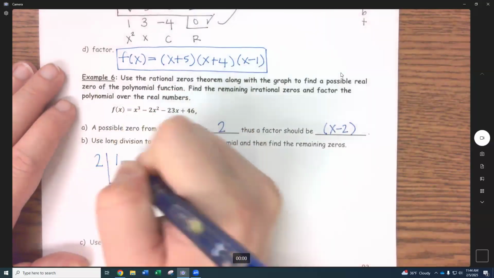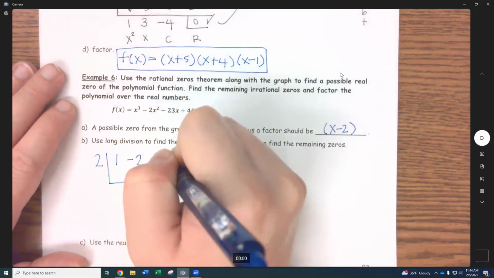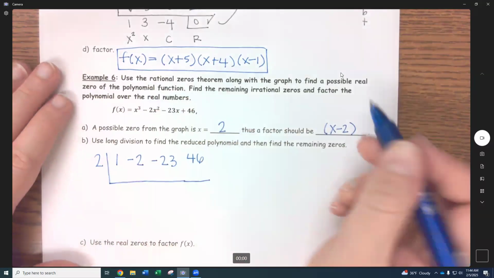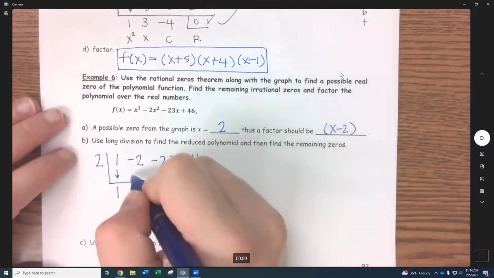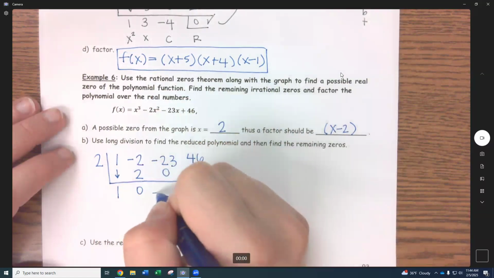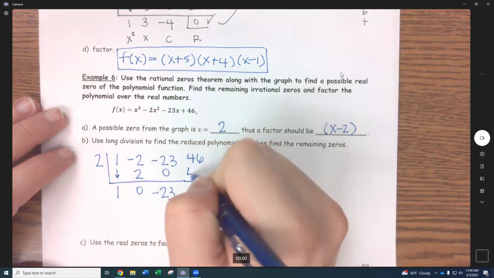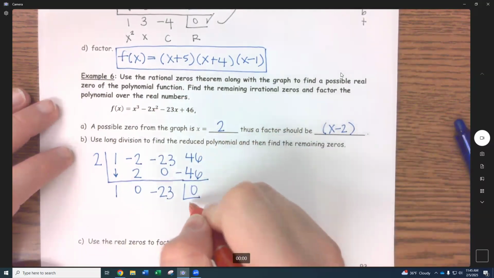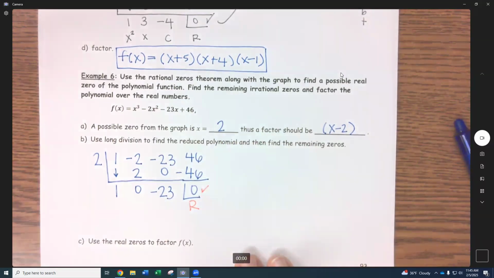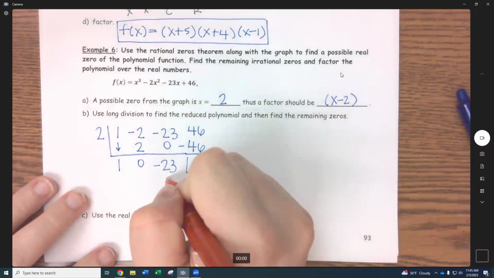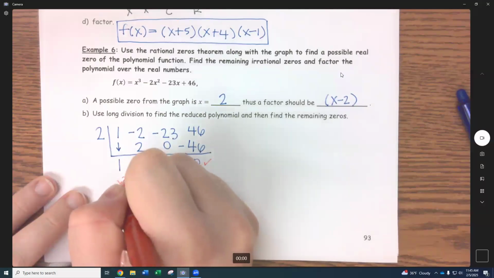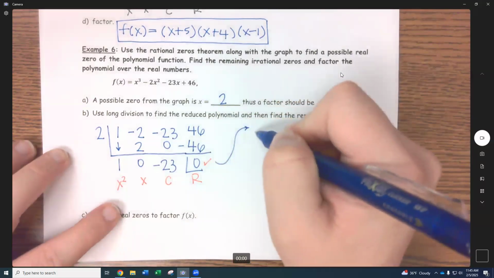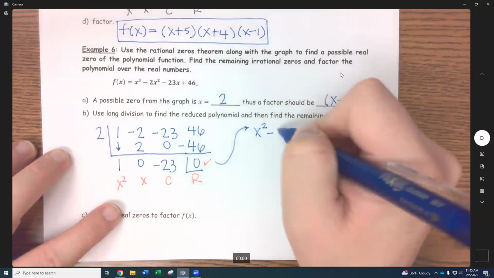So this says 1, -2, -23, and 46. Bring that one down, then multiply, add, multiply, add, multiply. So here's my remainder. So that tells me it is a factor. Then it goes up from constant, x squared. So this now becomes x squared minus 23.